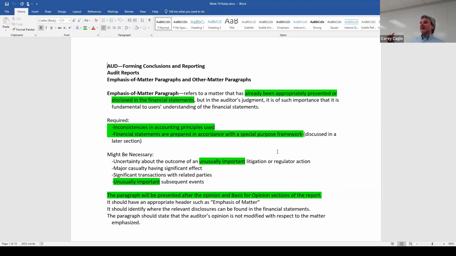No, modifications happen if there's a GAAP problem, if there's a misstatement, right? Material misstatement. Modifications happen when there's a problem.